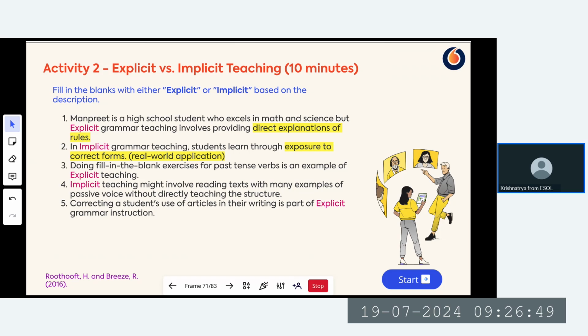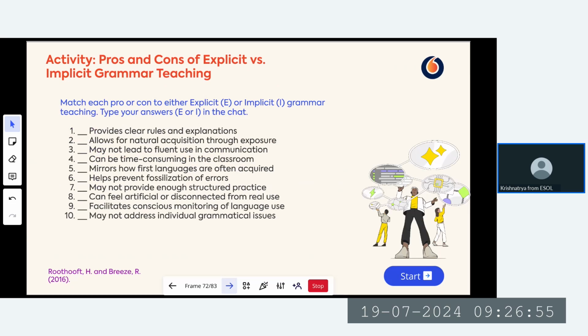So I have a little game here. I've written a set of exercises on the screen, 10 sentences. Actually, they're not exercises. There are different pros and cons of explicit and implicit grammar teaching exercises, different kinds of exercises. You have to decide, is it for explicit or is it for implicit? So there are pros and cons of both.